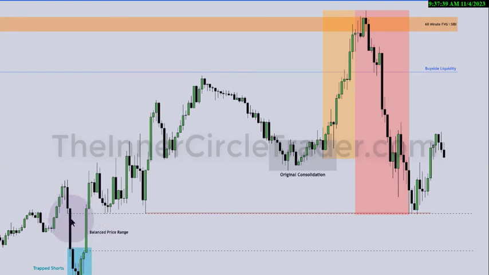So I'm using the low here and the high here, so that way we can see how this becomes a balanced price range. These are trapped traders. Okay. This in here is a trap trader, or trap traders, that would have been caught short.